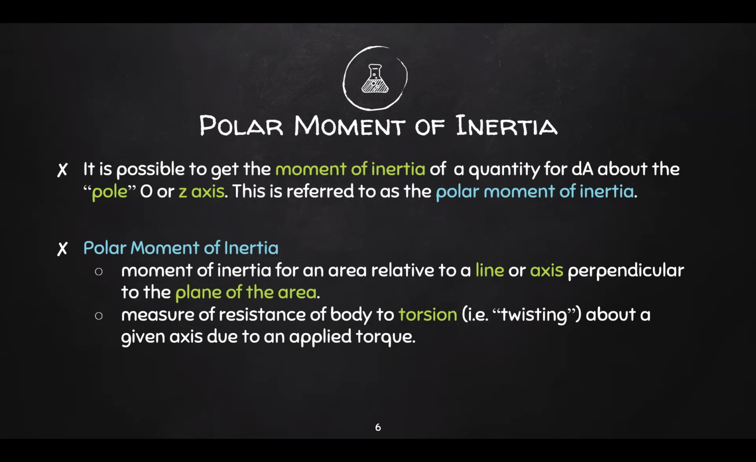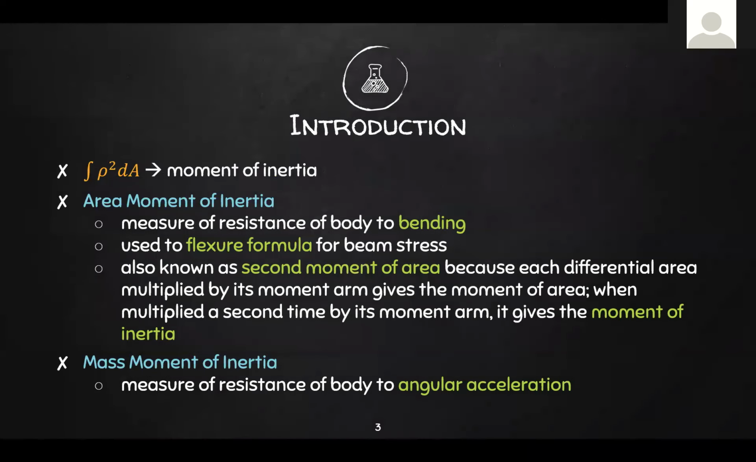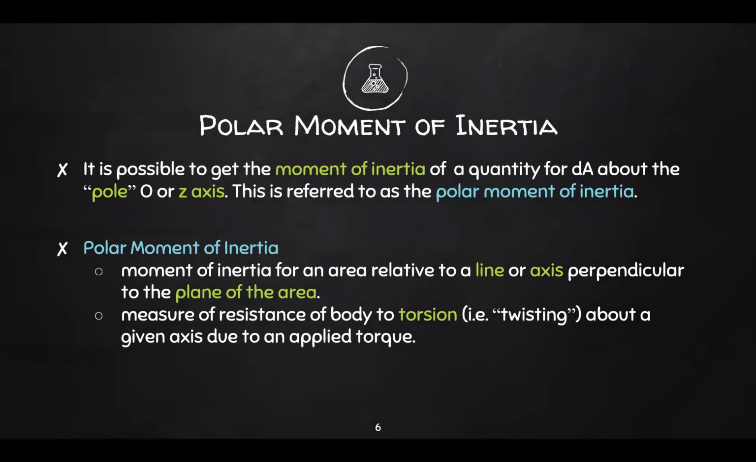So this is referred to now as your polar moment of inertia. So to be more specific, the definition for polar moment of inertia is the moment of inertia for an area relative to a line or axis perpendicular to the plane of the area. Now, similar to your area moment and mass moment, polar moment is a measure of resistance of a body to torsion. So earlier we have resistance to bending for area moment, and angular acceleration for mass moment, and then for polar moment, this quantity is used to get the resistance to torsion, or what we call your twisting about a given axis due to an applied torque.